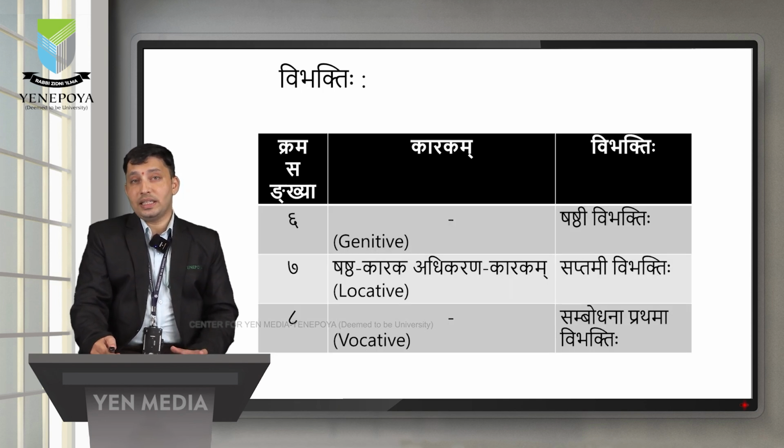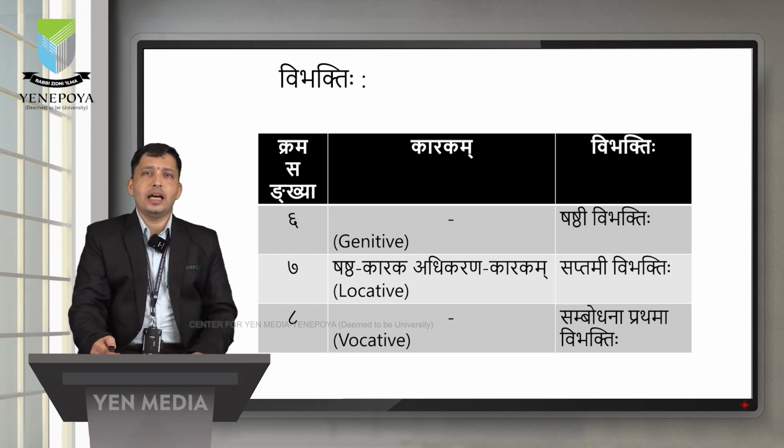Here for Shashti Vibhakti, we can see there is no particular name of Karaka, but in English, for understanding purposes, we use the term genitive. It actually does not have a separate Karaka. This Shashti Vibhakti or 6th Vibhakti is used for the relationship, which is here related to the first Karaka or Kartru Karaka.